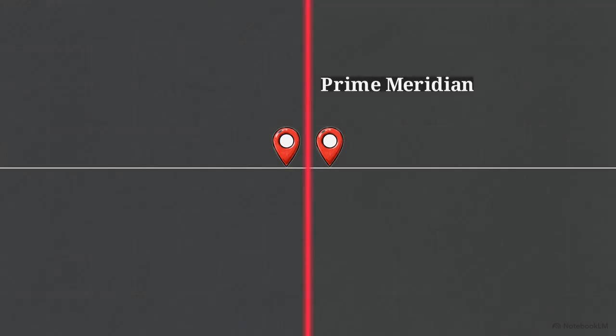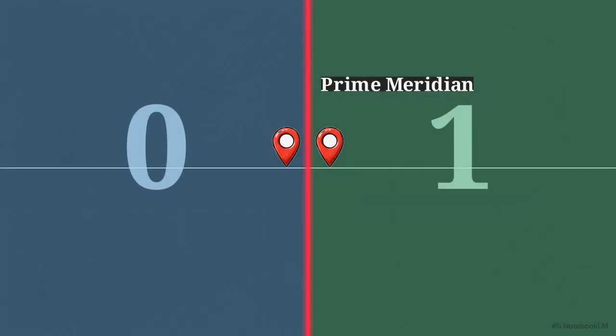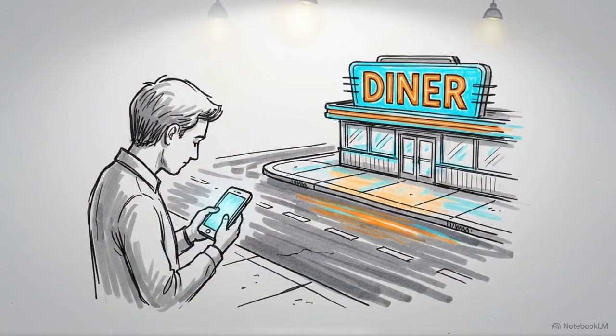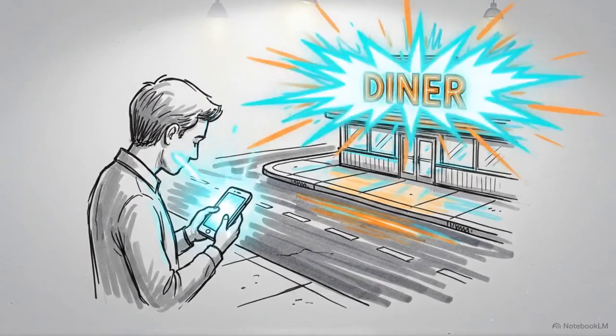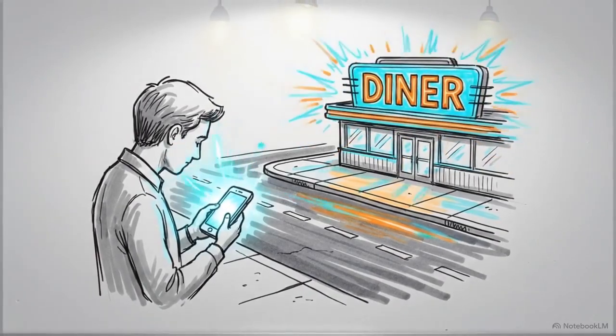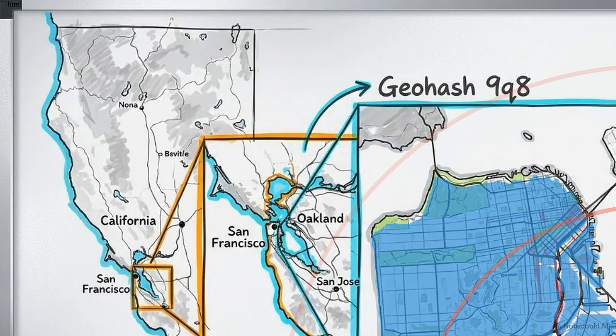But this grid system creates a severe edge case known as the boundary issue. Because the initial cuts divided the globe along fixed meridians and equators, 2 locations can be sitting right next to each other physically, but end up on opposite sides of a major grid division. This map shows La Roche-Chalais and Pomerol in France. They are only 30 kilometers apart. But because they sit on opposite sides of the prime meridian, their geohashes, U00 and EZZZ, share absolutely no prefix.